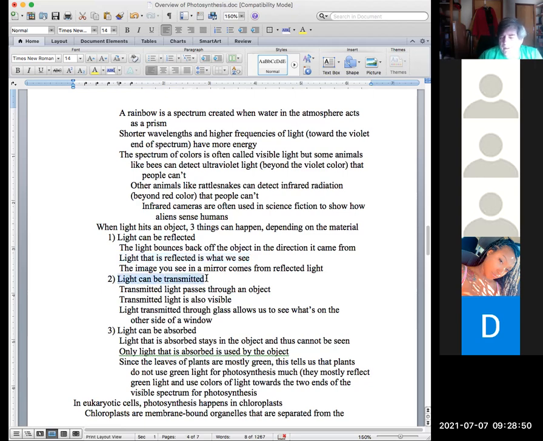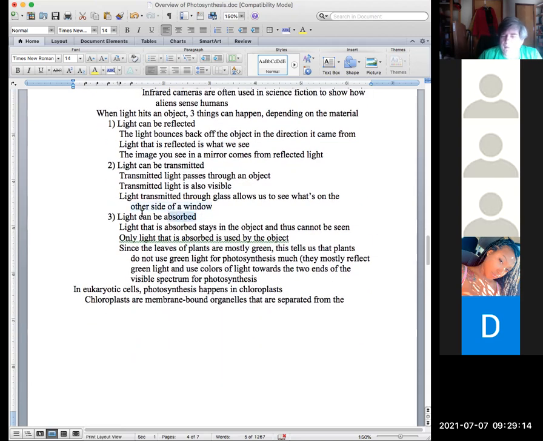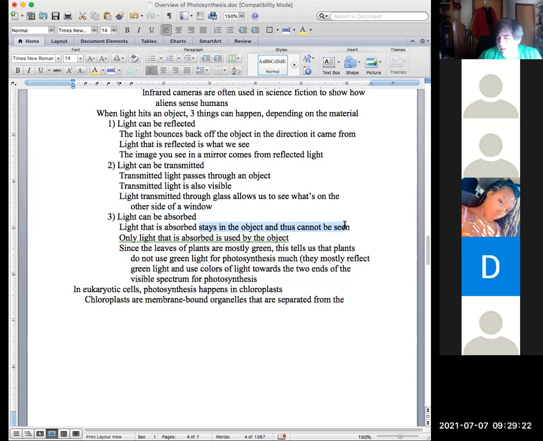Another possibility is light can be transmitted. And transmitted light just goes completely through an object. Transmitted light's also visible. A good example of this is what you see when you look at a window. The reason you can see the other side is because light is transmitted through the window. And finally, there's a third possibility. Light can be absorbed when it hits an object. Now, light that's absorbed stays in the object. And since it stays in the object, it can't be seen because it's in the object.